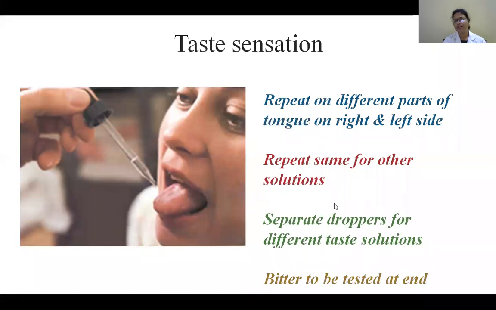So these are all the instructions you have to remember when you are assessing taste sensation. We are assessing the right side and the left side. We are assessing different parts of the tongue, right? Tip, the lateral side, the posterior side, and bitter at the last. And every time, you have to tell the subject not to swallow the solution, and immediately after he tells you what the taste of the solution is, he is supposed to rinse his mouth every time you put a drop of the solution on the tongue.